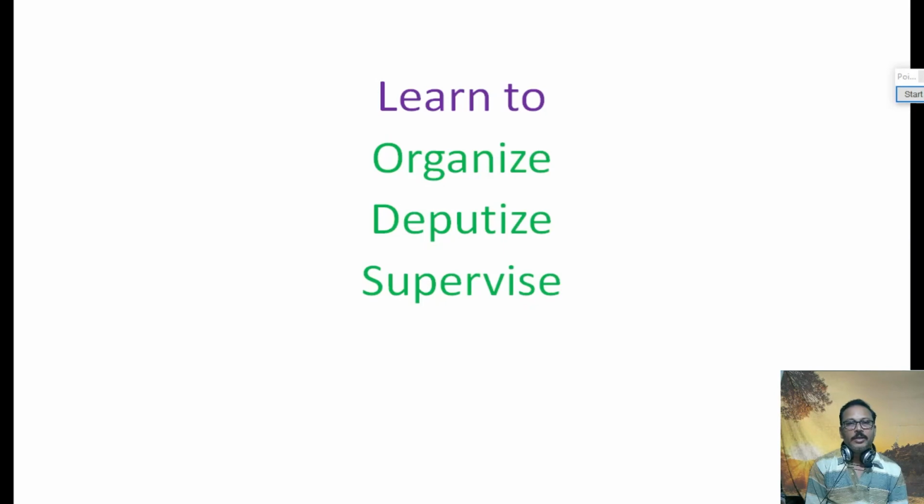Learn to organize, deputize and supervise. This is essential because we are discussing functions. All the tasks one cannot do, so we have to ask different people to do different functions. If you want to prevent burnout, psychologically, learn to organize, deputize and supervise. Don't try to do everything on your own. Some people try to do everything on their own, and it results in what is called burnout. You get exhausted. So learn to organize, deputize and supervise.